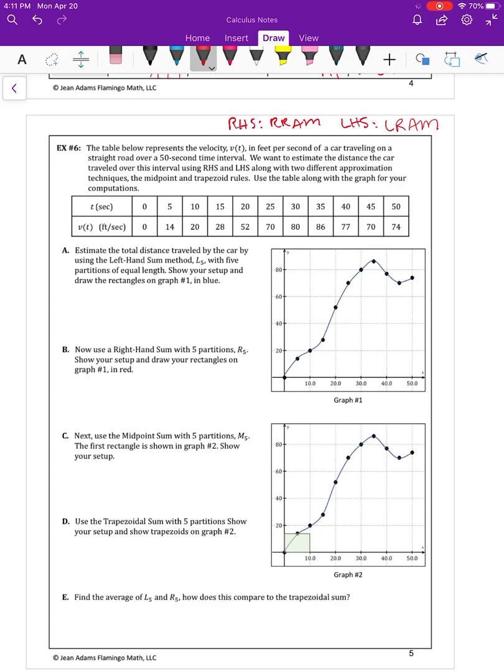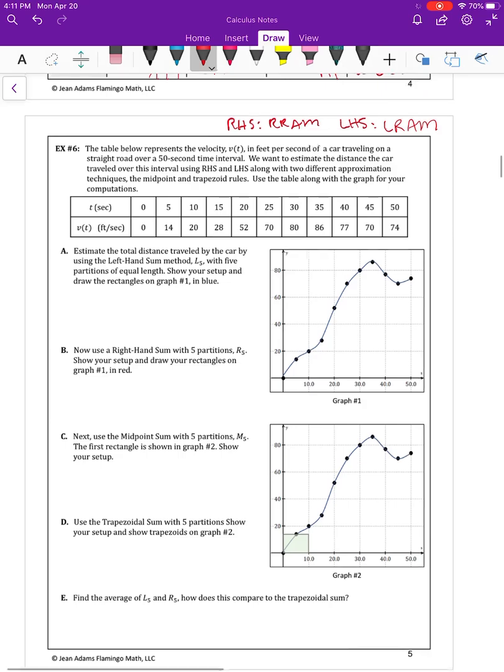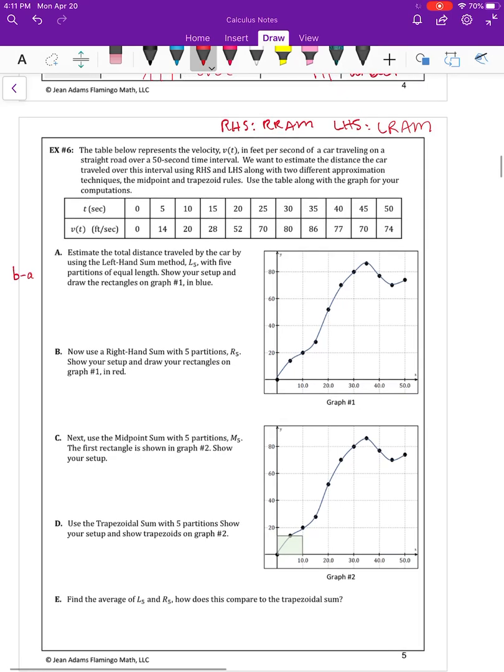Okay? So right-hand Riemann sum and left-hand Riemann sum, along with two different approximation techniques, the midpoint and trapezoidal rule. Use the table along with the graph for your computation. So we're going to estimate the total distance traveled by the car by using the left-hand Riemann sum method, L5, so mine will be LRAM5, with 5 partitions of equal length. Show your setup and draw the rectangles on graph number 1 in blue.